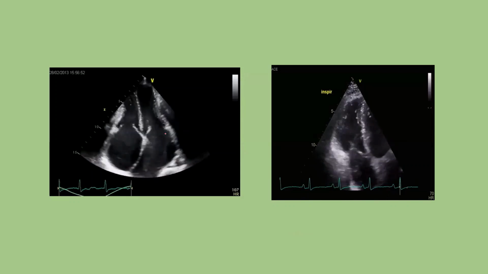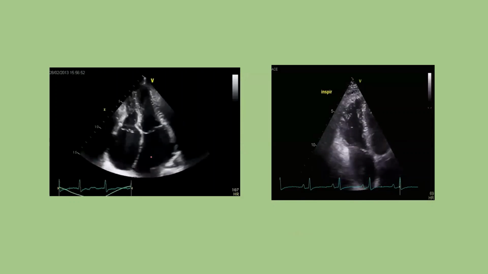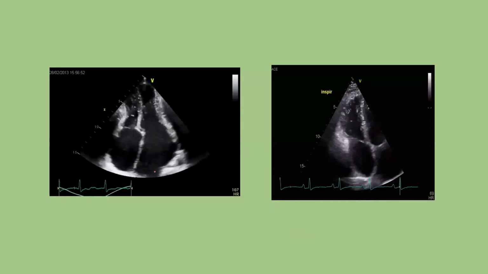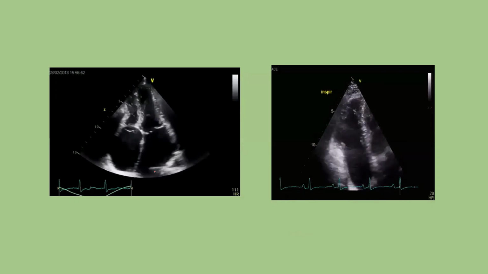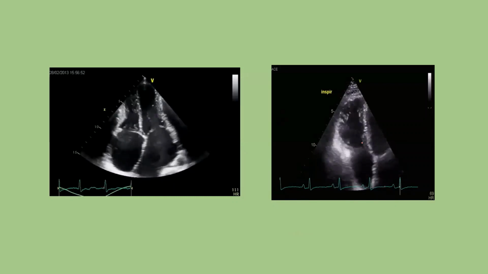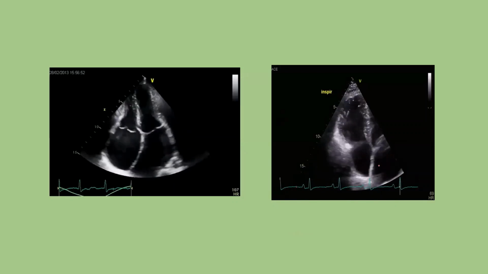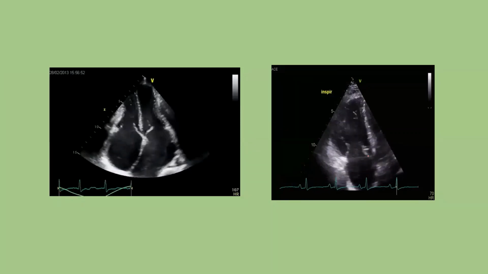Look here and focus on the septum. You see there is septal what? Septal bounce. Exactly. And here also, if you focus thoroughly and carefully and for some time, you are also going to appreciate septal bounce.